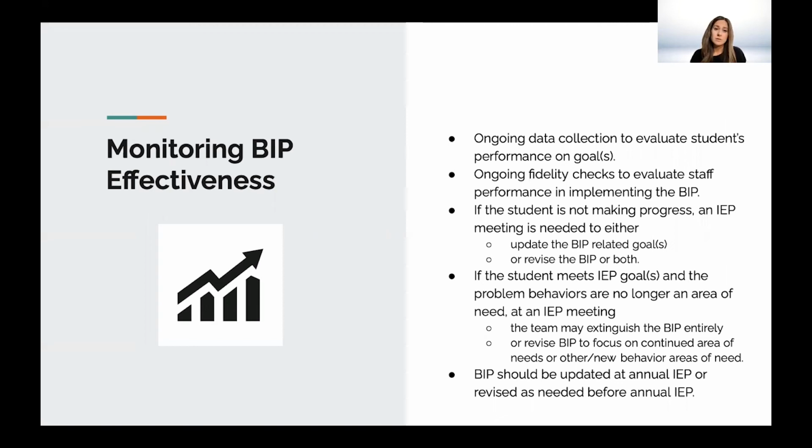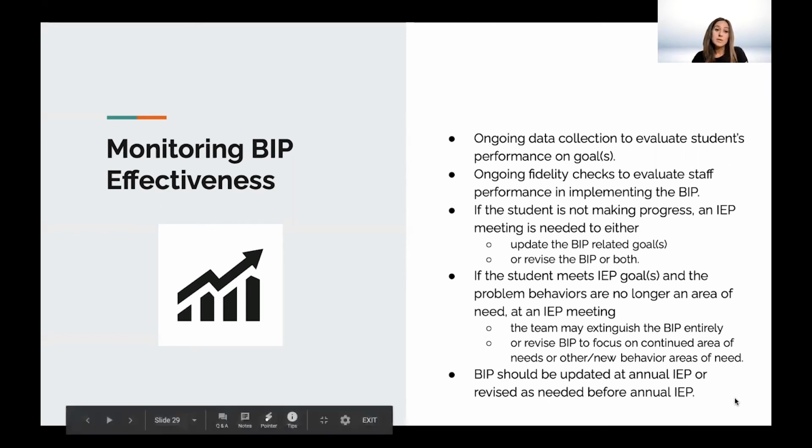And if the student is not making progress, then an IEP needs to be called so that we can either update the behavior intervention plan, revise the goal, or maybe there is additional training that needs to be done for the staff. And on the other end, if the student is making progress, then maybe a behavior intervention plan is no longer needed. Maybe there are different behaviors that have occurred that need to be addressed. Anyways, in any case, the behavior intervention plan needs to be revised yearly at the yearly IEP, but also as needed if progress or no progress is observed.